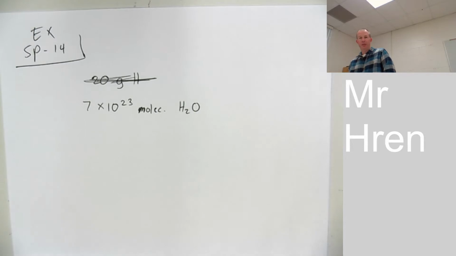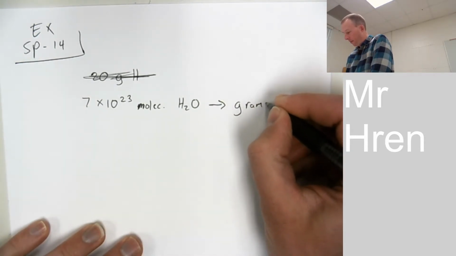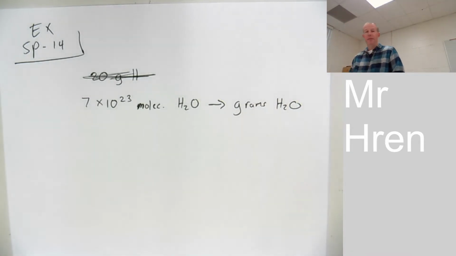So there you go. Let's say we start out with that, and we want to convert that to grams of water. So we want to know, you've got 7 times 10 to the 23rd molecules of water. How many grams of water is that?